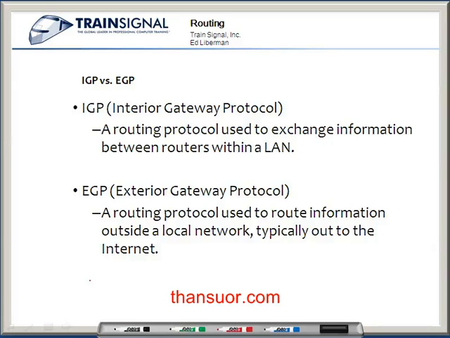Whereas, you'll never guess, but the exterior gateway protocol is a routing protocol used to route information outside of the local network, typically out to the internet. And a very good example of an EGP would be BGP. Boy, these letters are really going to start getting confusing, aren't they? Because BGP is used by the ISPs to make connectivity out on the internet, thereby making it an exterior gateway protocol.